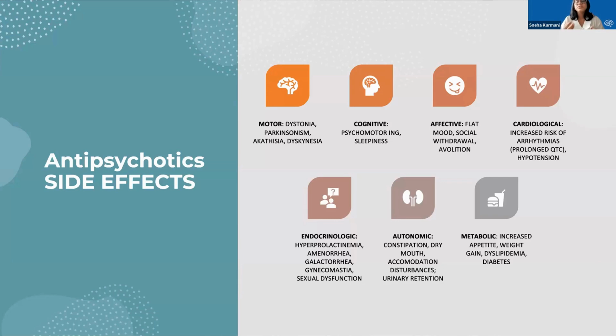Autonomic side effects like constipation, dry mouth, accommodation disturbances, which could impair a person's vision, urinary retention, and there have been some case reports about this. Metabolic side effects like increased weight, increased appetite, dyslipidemia, diabetes. We need to monitor the patients closely for these side effects, and we're going to talk about this in the next slides.